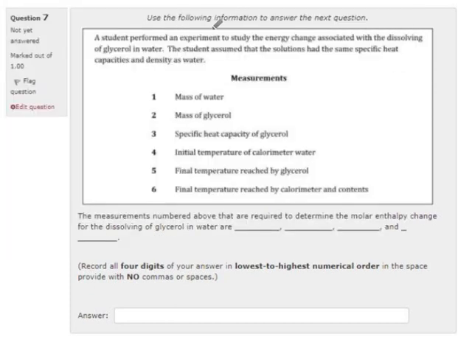Okay, a student performed an experiment to study the energy change associated with the dissolving of glycerol in water. So glycerol is a type of alcohol. You put it in water and the water heats up or cools down as this substance dissolves into it. With most chemicals, there's a small temperature change when you mix them with water, but it's usually so slight that you don't notice it. But if you take careful measurements, you can pick it out and you can use it to figure out what the delta H is for that chemical dissolving.